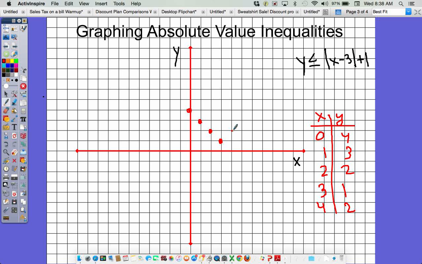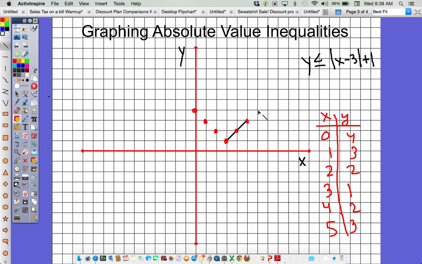Looks like we've finally bottomed out. And for 5, you'll notice we get 3. So it looks like we've got our absolute value built. So let's go ahead and graph that guy.